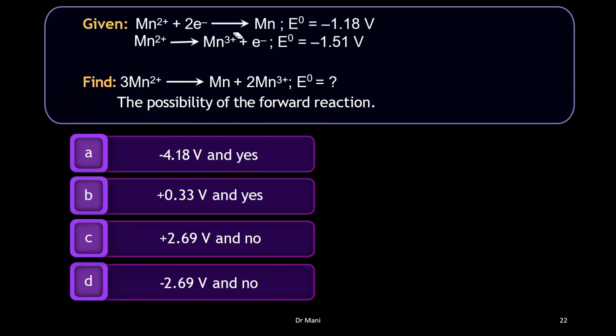Okay, now see this one. Mn plus 2 plus 2e minus is giving rise to Mn. Mn plus 2 is giving rise to Mn plus 3 plus e minus. Here the electric potential is also given: minus 1.18 volt, minus 1.51 volt. So the possibility of the forward reaction is... Come on, tell me, what will be the answer? Try this. Read the question once and try. I'll give you 2 minutes. If not, I'll explain. Even if it's wrong, just try.